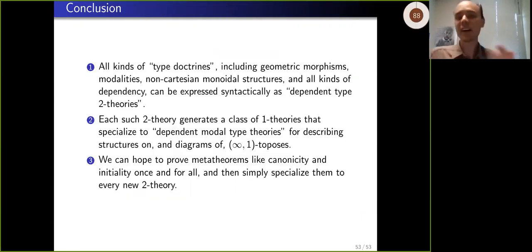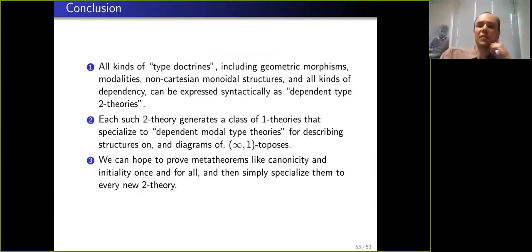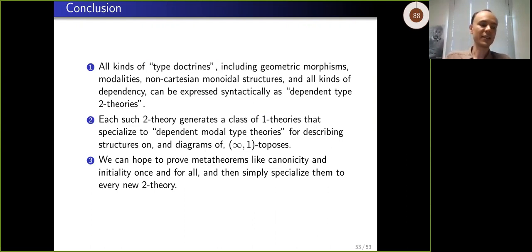That turns out to be the semantic thing corresponding to this type theory. So the idea, again, is that all sorts of type 2 theories can be described in this syntax, and then ideally we'll be able to prove all of our metatheorems about them once and for all, so that we get a general theory of dependent type theories that have modal structure, or that can represent geometric morphisms or substructural structure and all of this sort of stuff. So I think I'm finished.